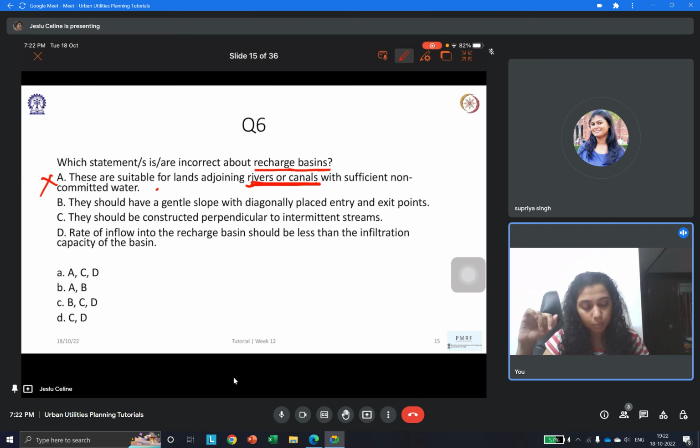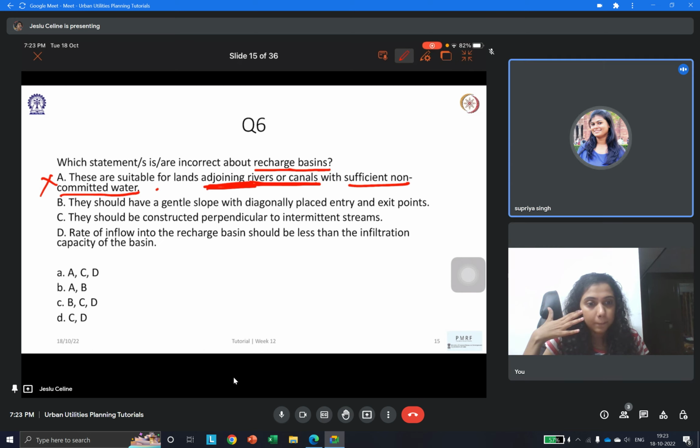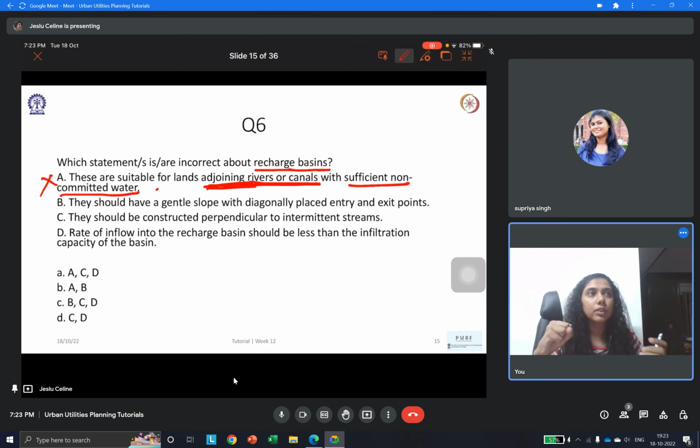And also there's one more point. One, it is in the adjoining area, and second, it is with sufficient non-committed water. So what is non-committed water? Non-committed water is water which is not designated for any particular use.